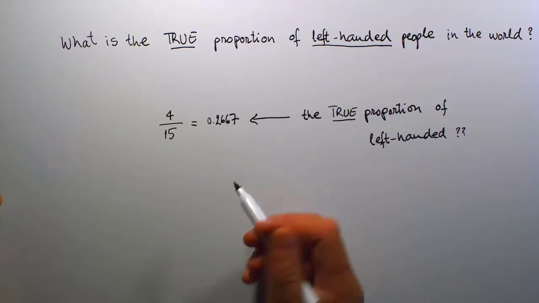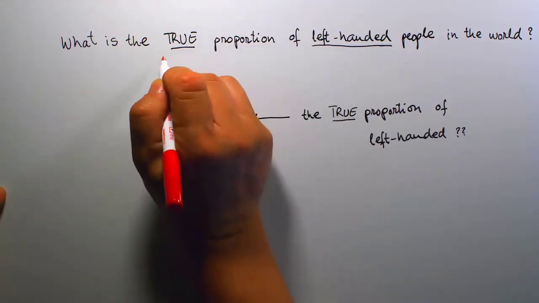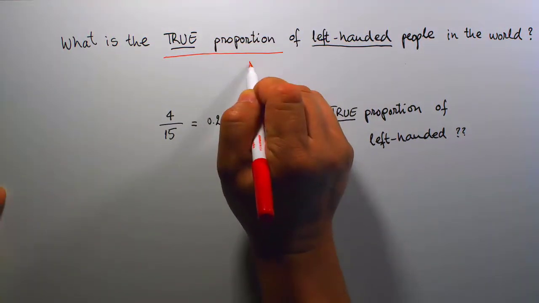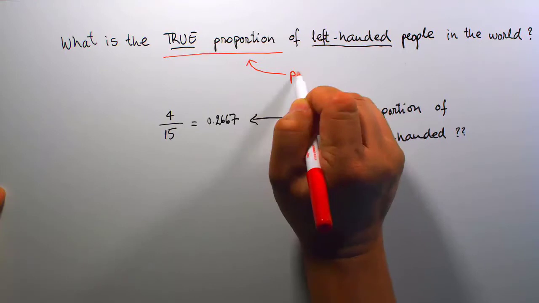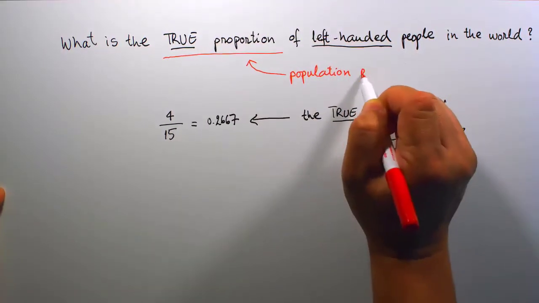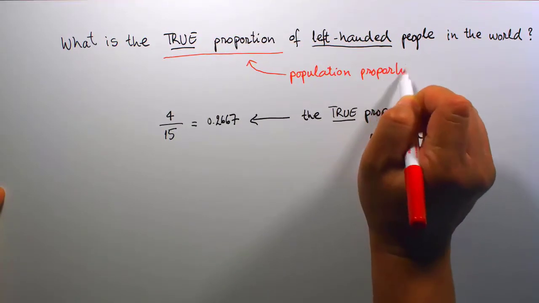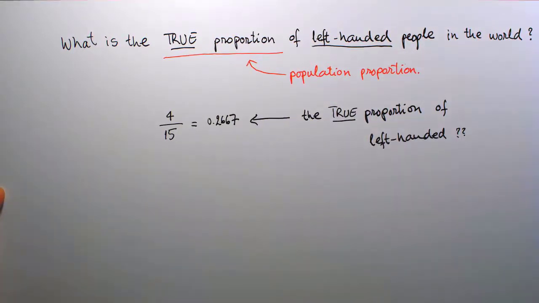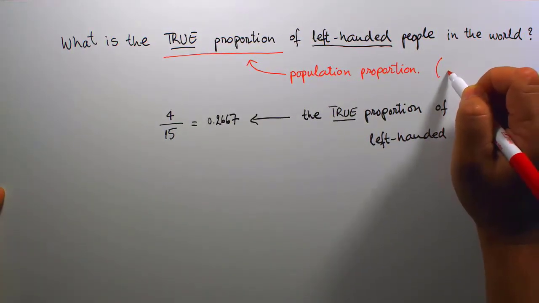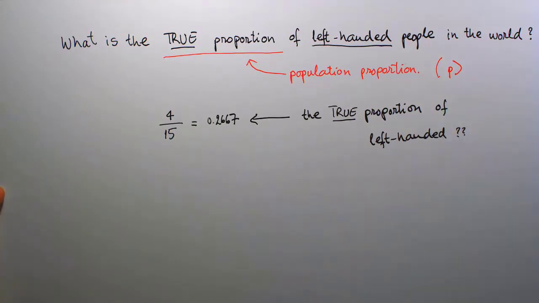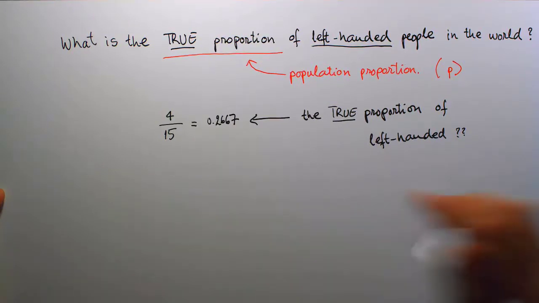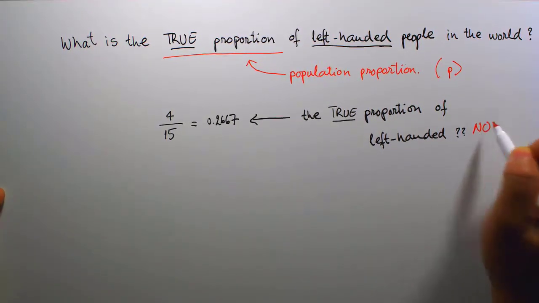And so this true proportion, the answer to that, is intended to be a population proportion. A population proportion carries the symbol lowercase letter p. But looking back at the answer we found here, we cannot regard this as that true proportion.